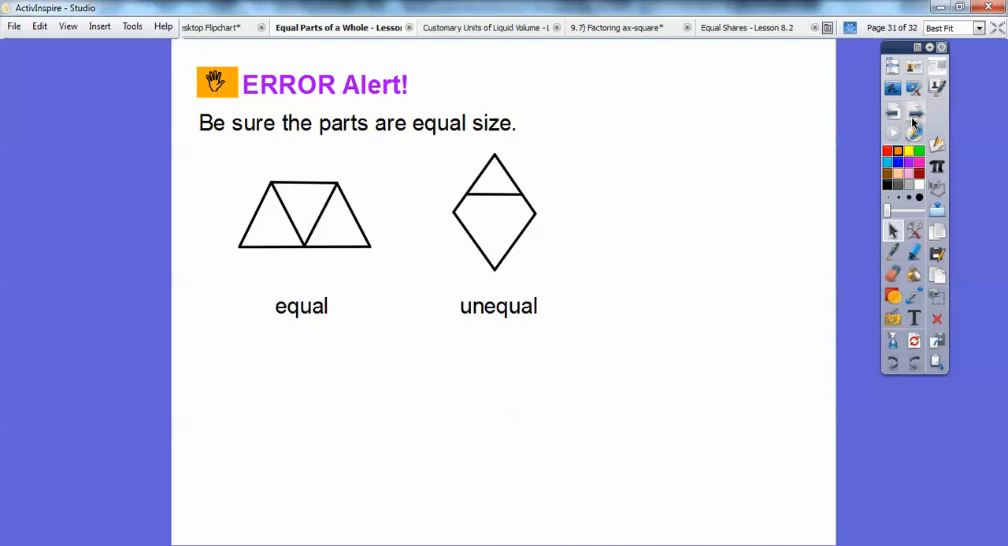Just be sure that the parts are of equal size when they're cut up, you guys. Here's a figure where you have equal pieces. Here's a figure where this bottom piece is bigger than this top piece. So this is unequal.